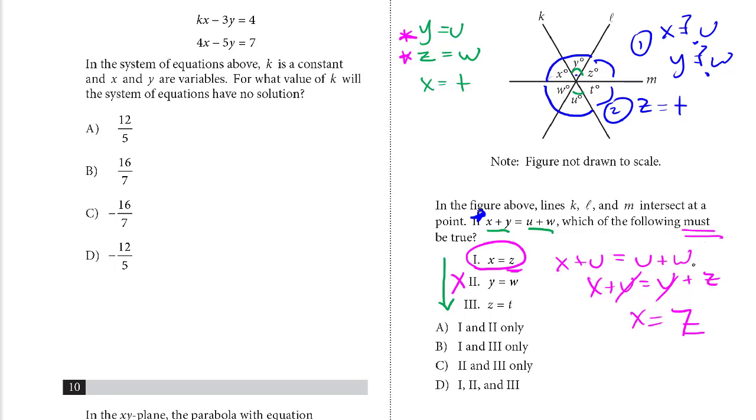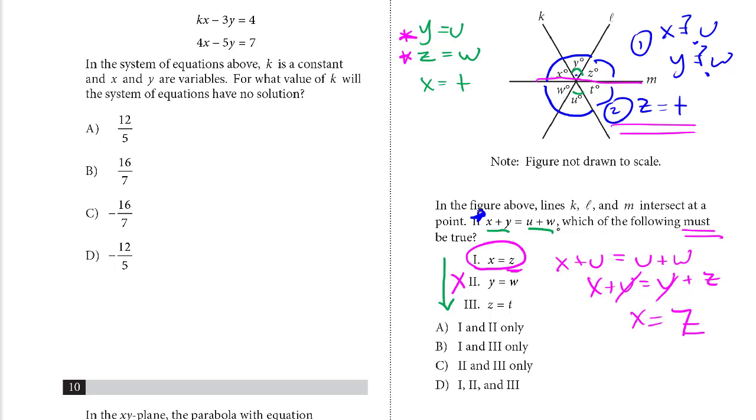Okay? Last but not least, Roman numeral 3, z equals t. Well, conceptually, we realize z probably has to equal t here as well. If the double angles opposite are the same, those two remaining angles, because each creates 180 degrees on either side, top and bottom, they must be equal. We can confirm the algebra on that by going through that x plus y equals u plus w equation again. Let's try and substitute and find z equals t.